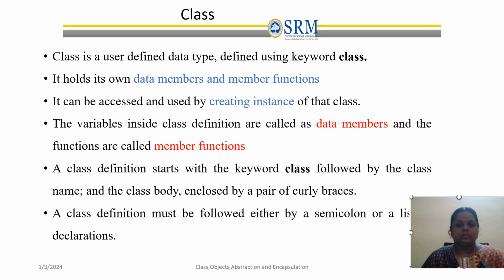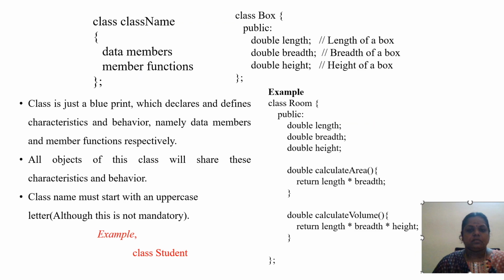The other attributes can be accessed, like from the car we can talk about the color, size, type of car, and all of that we can access by using an instance of that class. So we can say the variables inside the class definition are called data members and functions are called member functions. So here is an example.